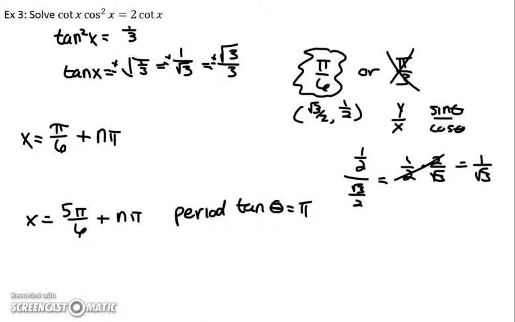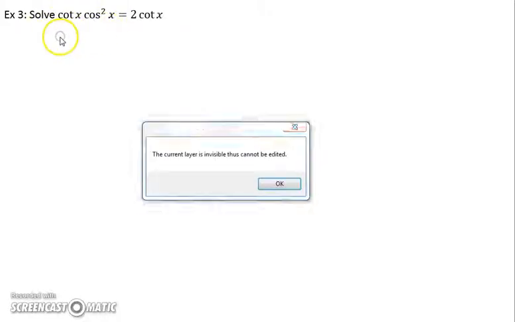Alright, so let's switch gears a little bit and look at this one. Cotangent of x cosine squared of x equals 2 cotangent of x. So this is a little bit different than the ones we were just looking at before, because this has two different trig functions. We have a cotangent, we have a cosine squared. So we're going to want to move that 2 cotangent to the left-hand side to be with the other thing. So we're going to look at cotangent of x cosine squared of x minus 2 cotangent of x equals 0.